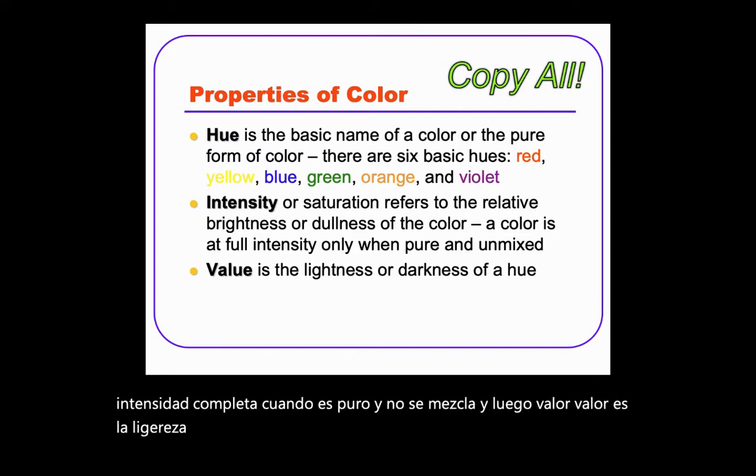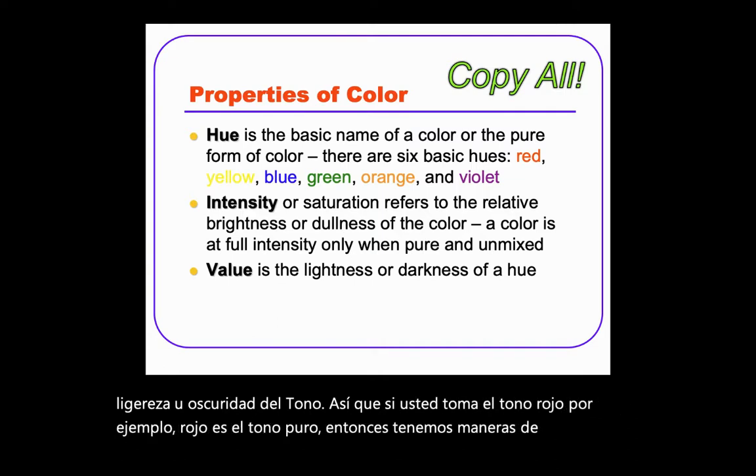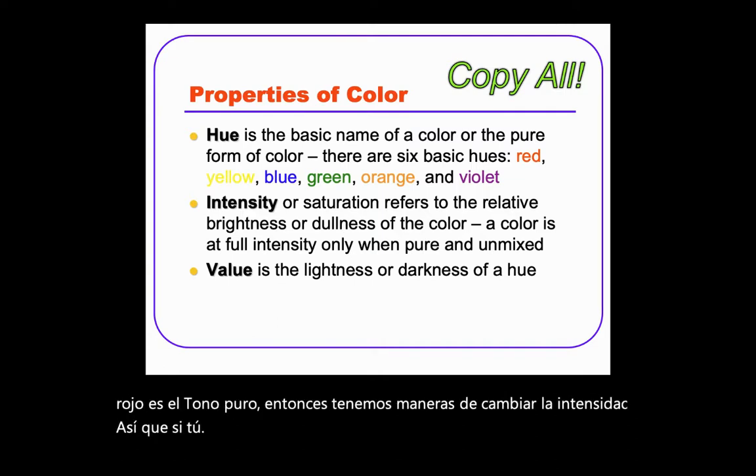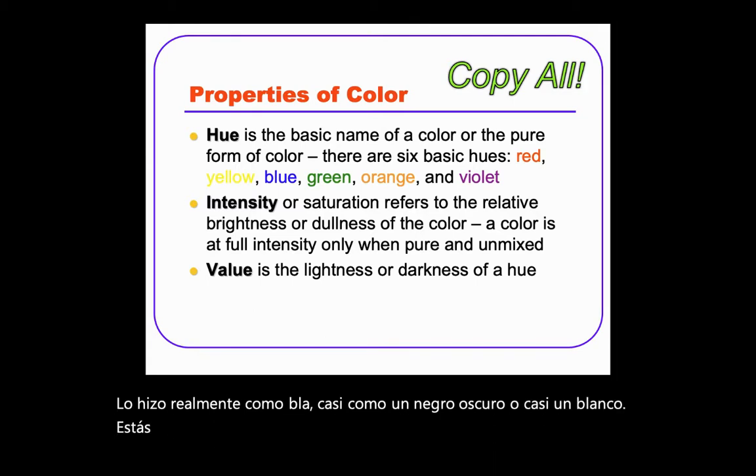So if you take the hue red, for example, red is the pure hue. Then we have ways to change the intensity. And so if you made it really kind of just blah, almost like a dark black or almost a white, you're changing the intensity. A mauve is a color of red, of the hue red, which has had the intensity turned way down.